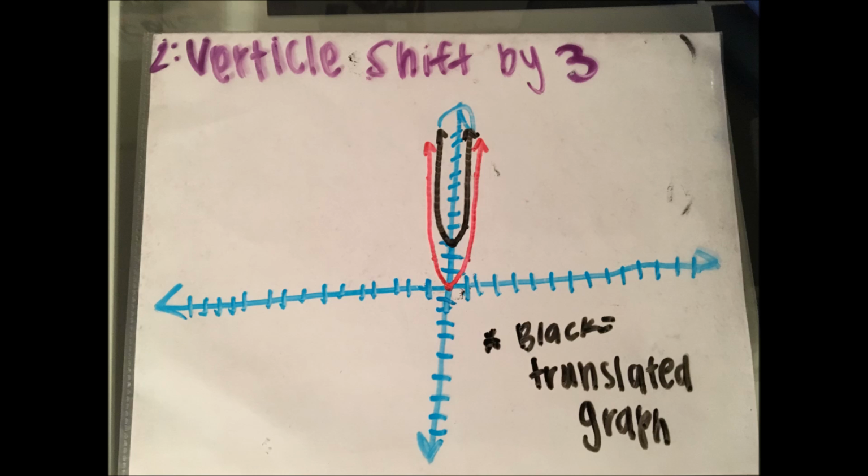Now normally the next step would be performing the reflections for the graph, but since the question didn't mention anything about reflections, my next step was doing a vertical shift by 3. And all this did is it took the minimum point and moved it up on the y-axis 3, so that the new minimum point is at 0, 3 instead of 0, 0.